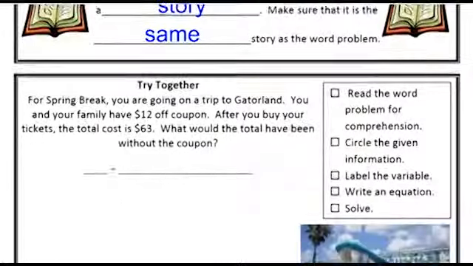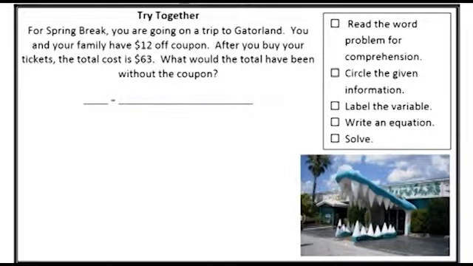So step 1. For spring break, you're going on a trip to Gatorland. You and your family have a $12 off coupon. After you buy your tickets, the total cost is $63. What would the total have been without the coupon?